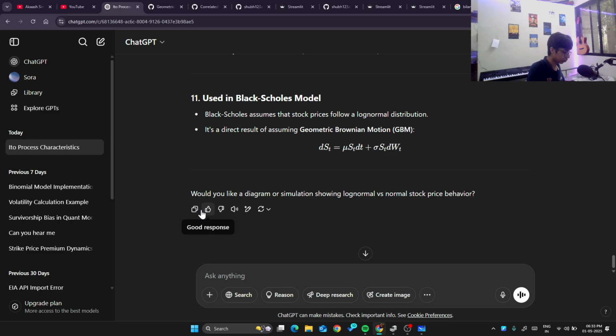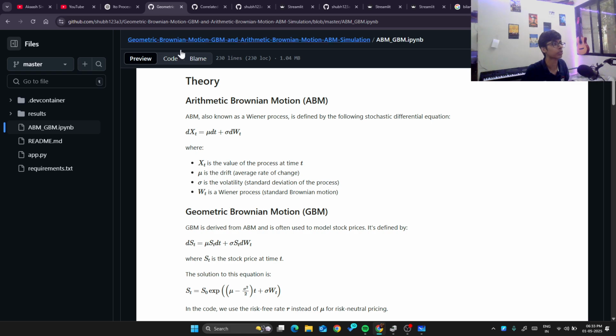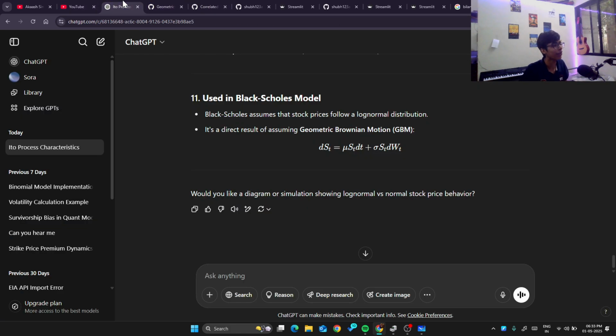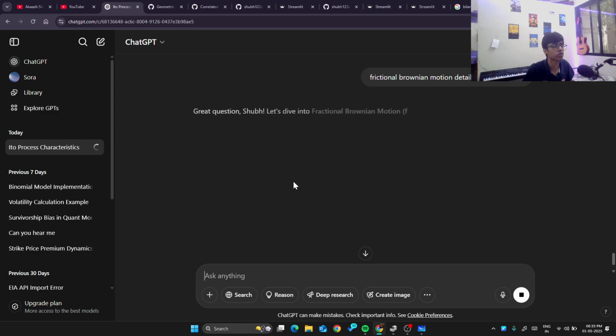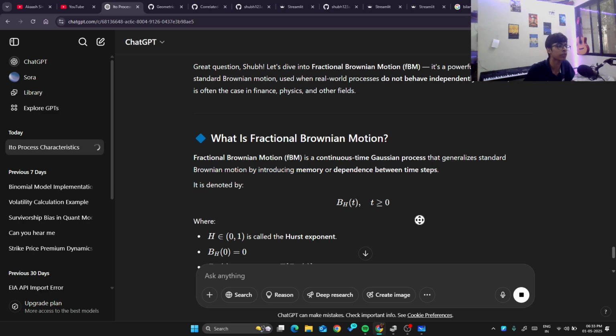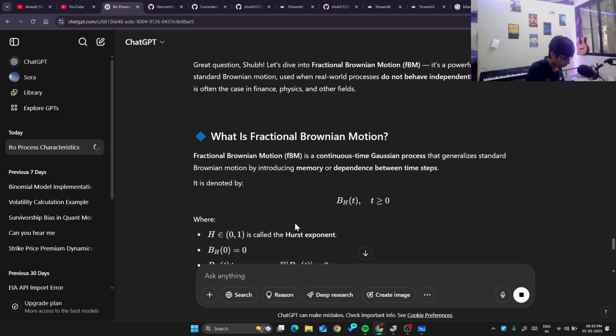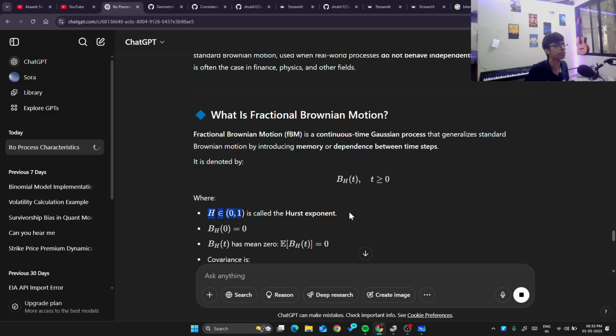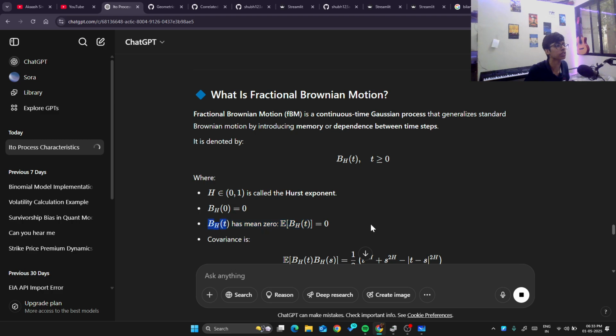Yeah, I covered that, and I also have to cover fractional Brownian motion. The book's fractional Brownian motion is very confusing. I also personally didn't understand that. Fractional Brownian motion is a continuous-time stochastic process. In Brownian motion, there is a memory dependence between timestamps. Okay, Hurst exponent. In the book there is a Hurst exponent given as H, right? It ranges from 0 to 1. B_H starts from 0, and the mean is 0.